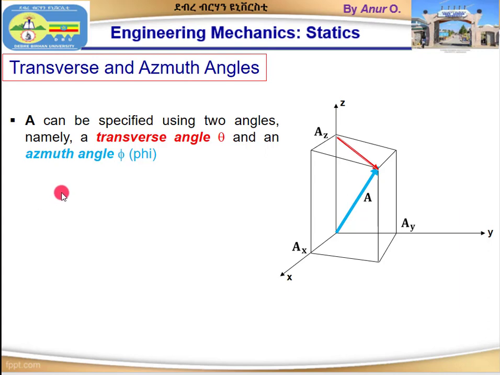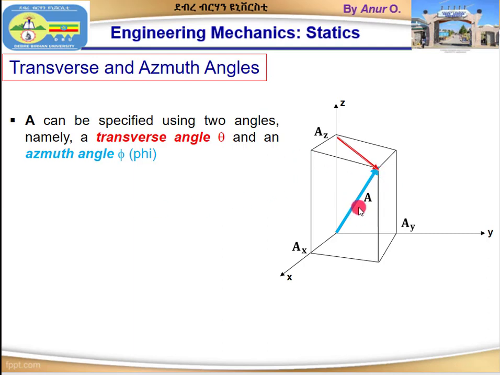In today's video, we are going to see transverse and azimuth angles in a 3D Cartesian vector. In the previous video, in the 3D Cartesian vector, we have seen coordinate direction angles. So, in today's video, we are going to see a vector in a space and express it using transverse and azimuth angles.